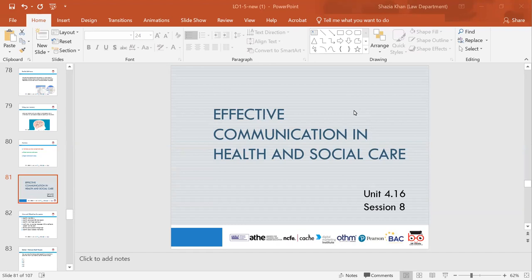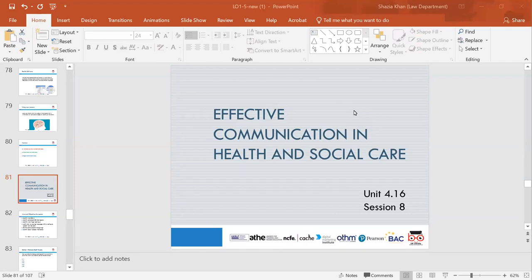Hi everyone. So today's session, we're going to be looking at Learning Outcome 5, and we'll be looking at sessions 8 and 9 from the slides that we've got. And in the last session we looked at effective communication in health and social care. We looked at session 6, which was to look at how easy it can be to get the message across when confusion has arisen, and identifying alternative forms of communication.